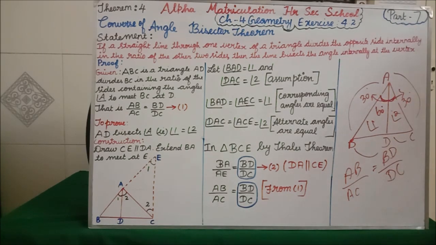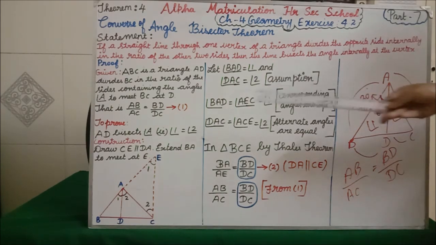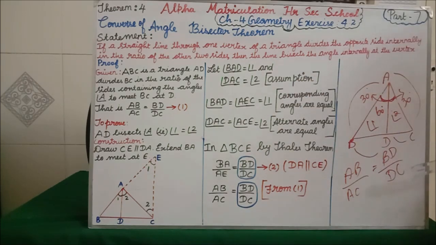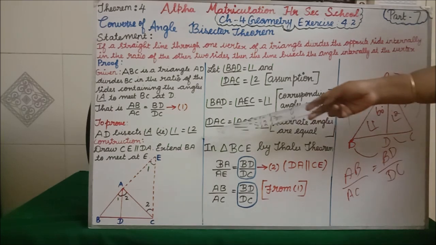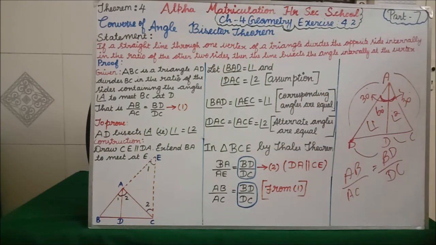Clear? When it is dividing, how can we write it? AB divided by AC is equal to BD divided by DC. Now mark that as equation 1, which they have given in the statement. Now we want to prove that AD is the bisector of angle A, that is, angle 1 is equal to angle 2. Clear all of you? This side is angle 1 and this side is angle 2. So we want to prove that angle 1 and angle 2 are the same. Clear all of you?